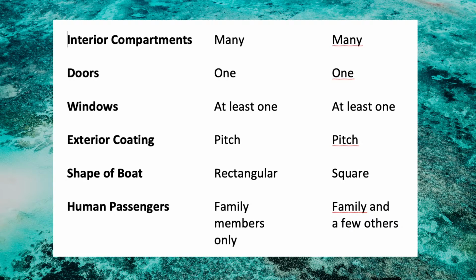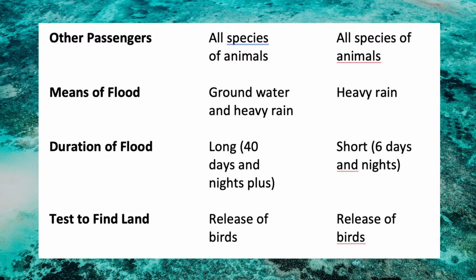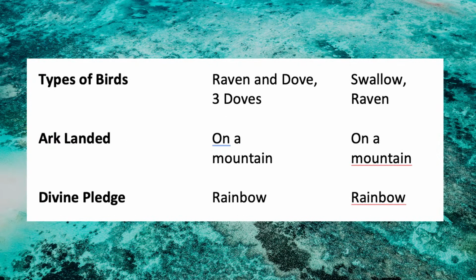Then the duration of the flood. In Gilgamesh, it's just heavy rain. The duration of the flood in Genesis is a long flood: 40 days and 40 nights plus however many days they were floating on the water. And in Gilgamesh, it was short, 6 days and 6 nights. The test to find land was the release of birds in both stories. The birds in Genesis were a raven and 3 doves, and in Gilgamesh, a dove, a swallow, and then a raven.